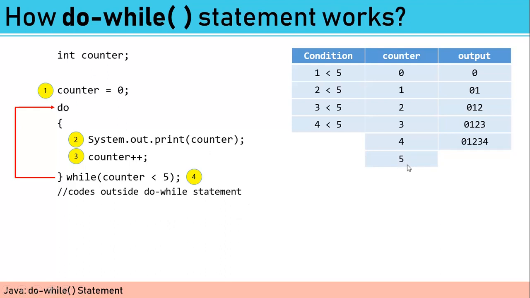Now your counter is equal to 5. And then substitute that inside the condition. Is 5 less than 5? It's obviously false. So 5 is no longer less than 5. So the execution will now move out of the looping statement. And as we all know, the final output is 0, 1, 2, 3, 4.